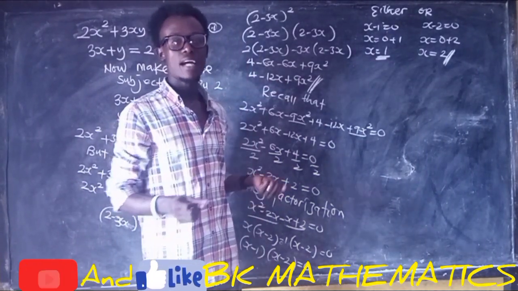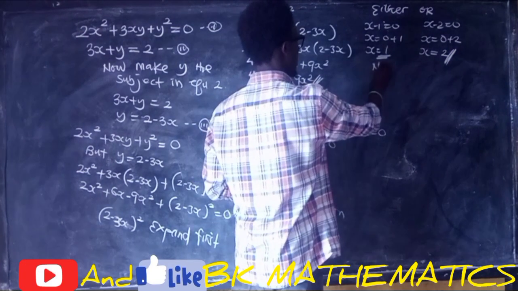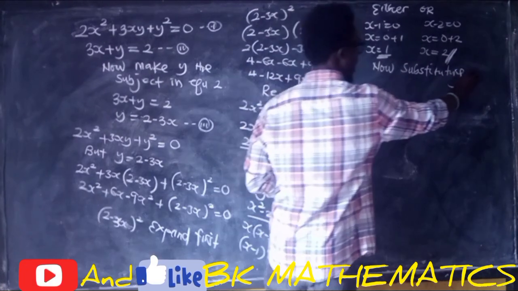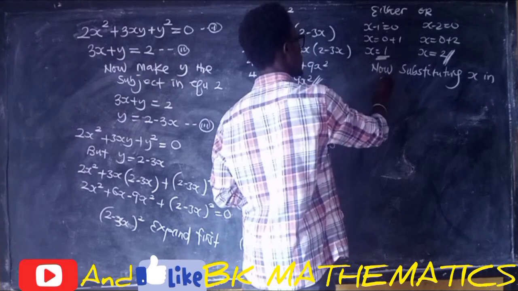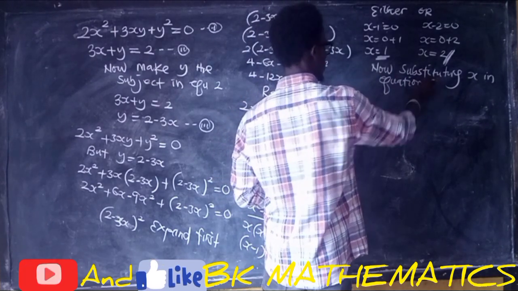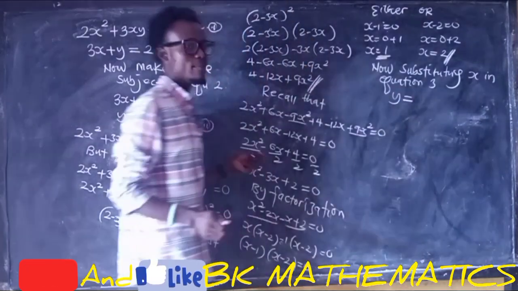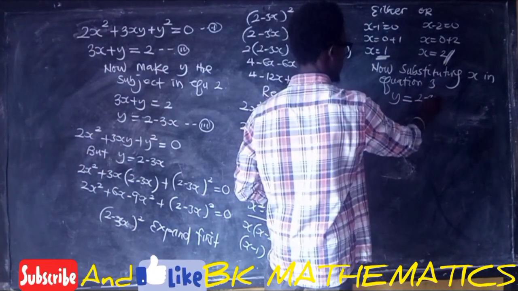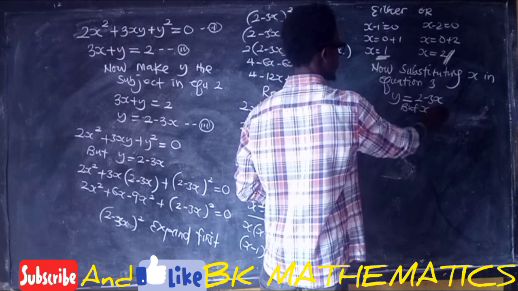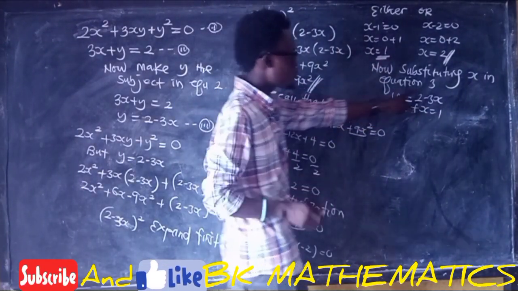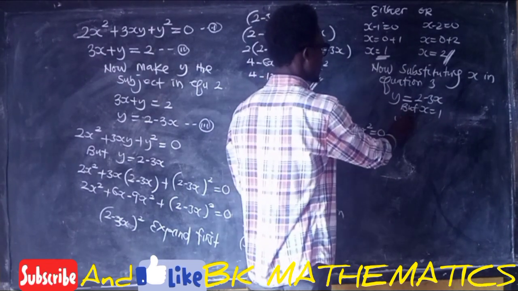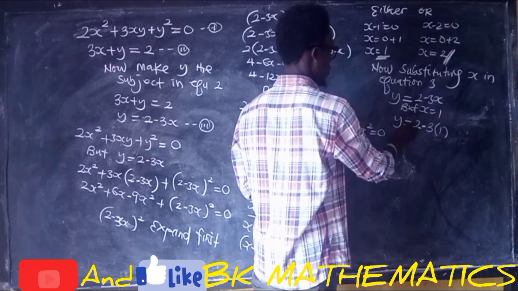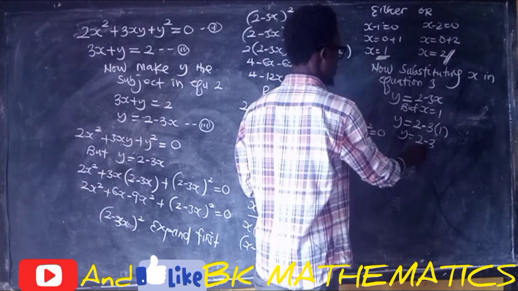Then we want to find the values of y. We say now substituting x in equation 3. But we know equation 3 stated y is equal to, we are already taking it as the subject from this point, that is 2 minus 3x. But we have x as 1 for the first value of x. Let's substitute it and see what we can have for y. We say y is equal to 2 minus 3, since x is 1, then y becomes 2 minus 3, then the value of y gives you minus 1.